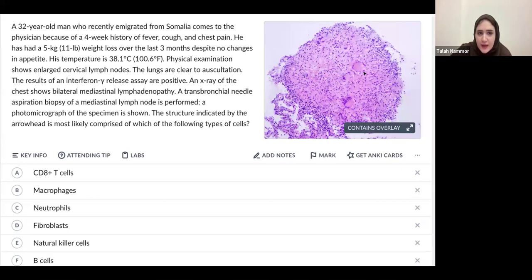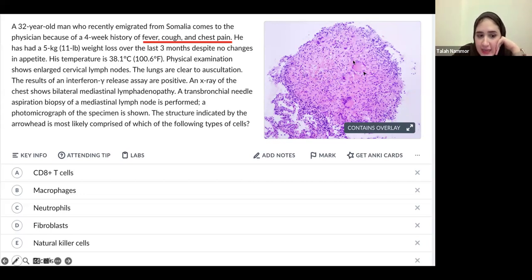A 32-year-old man who recently emigrated from Somalia came to the physician because of a 4-week history of fever, cough, and chest pain. He had a 5-kilogram weight loss over the last 3 months, and despite no changes in appetite, his temperature is 38.1. Physical examination shows enlarged cervical lymph nodes. The lungs are clear to auscultation. The results of an interferon gamma release assay are positive. An X-ray of the chest shows a bilateral mediastinal lymphadenopathy. A transbronchial needle aspiration biopsy of a mediastinal lymph node is performed. A micrograph of the specimen is shown.